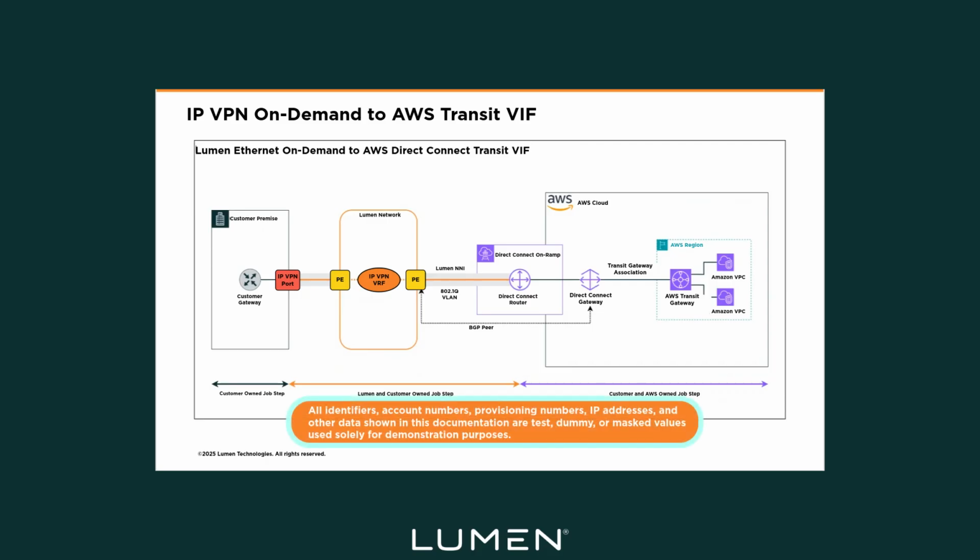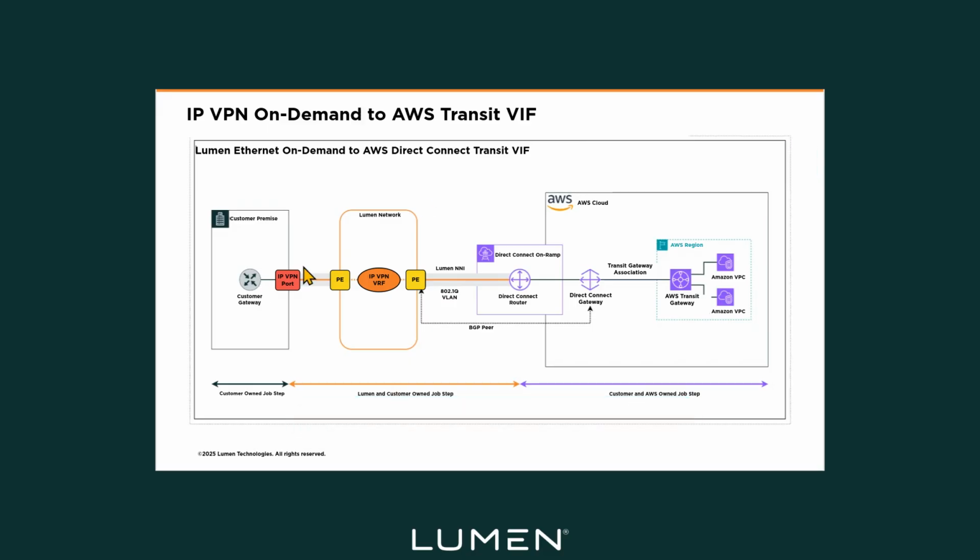Today, we are going to be creating a VPN on-demand connection to an AWS Transit virtual interface. Before we do that configuration, the first thing we're going to do is walk through what the logical connectivity looks like.